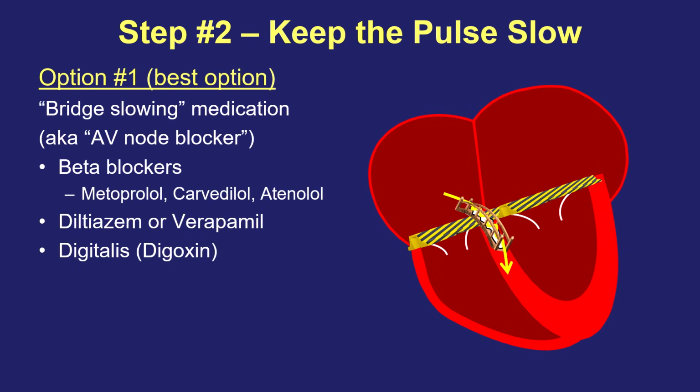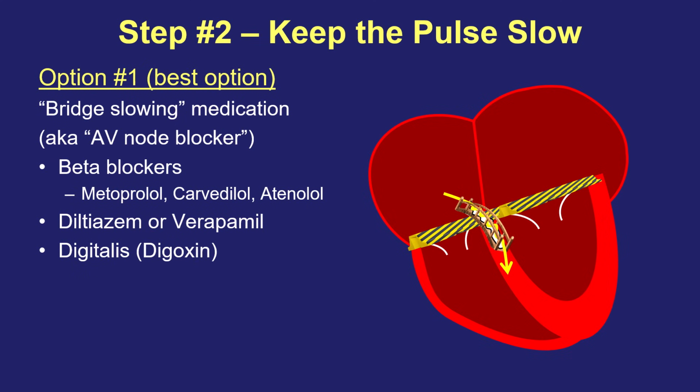One category is called beta blockers. These are metoprolol, carvedilol, atenolol, or other medicines that end in -olol. Those are called beta blockers, and they can have a bridge slowing effect. There are a couple medicines in the category called calcium channel blockers, diltiazem and verapamil, and each of these has trade names as well. And then the third medicine is called digitalis or digoxin, and sometimes we use a combination of more than one of these medicines, which combined can have an even greater slowing effect on that electrical bridge and thereby slow down the pulse.